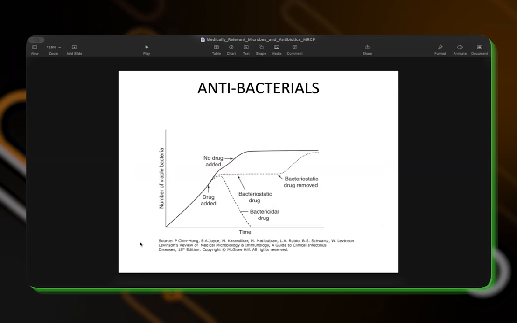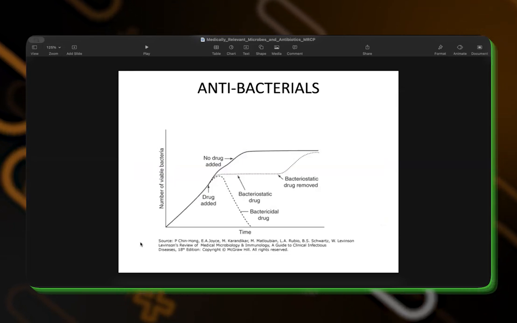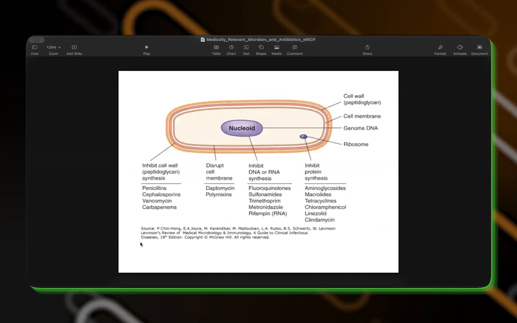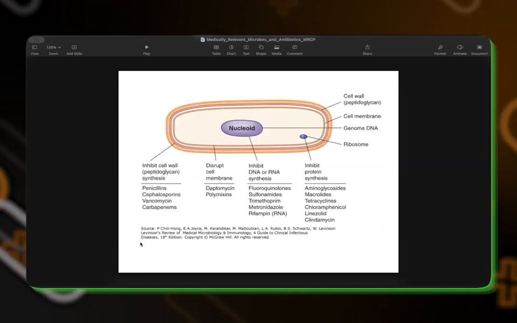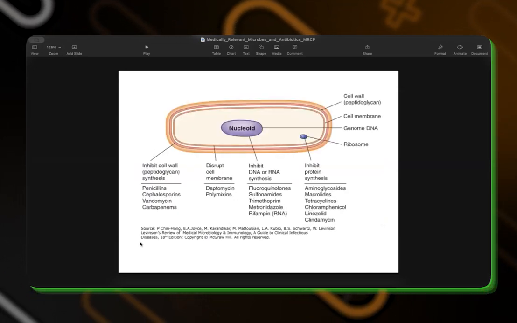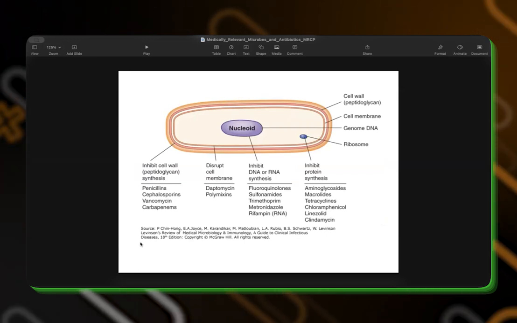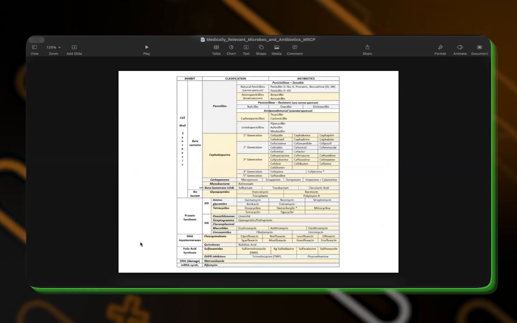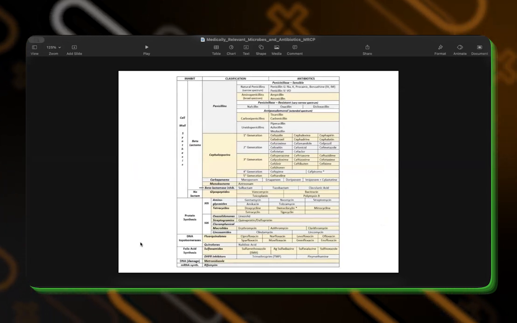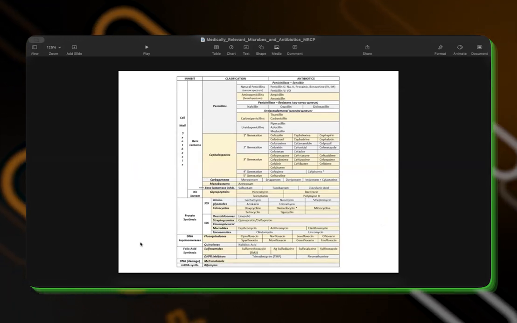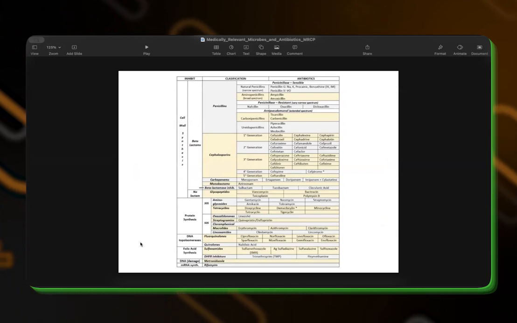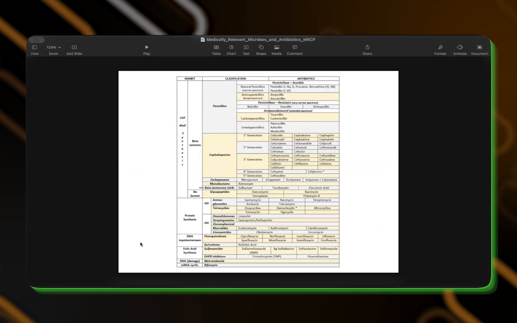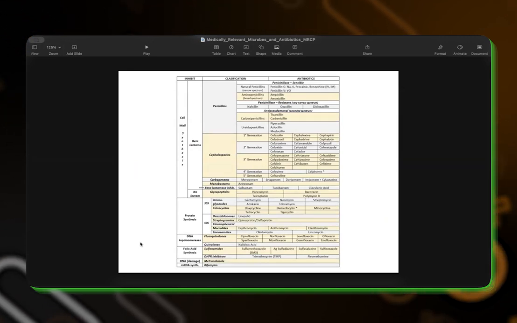Then we came to what antibacterials are. We spoke about what bacteriostatic and bactericidal mean, and which part or structure of the bacteria we target that makes antibacterials. And then we spoke in detail about all the antibiotics: what the beta lactams are, what the non-beta lactams are, what the protein synthesis inhibitors are, and so on and so forth.